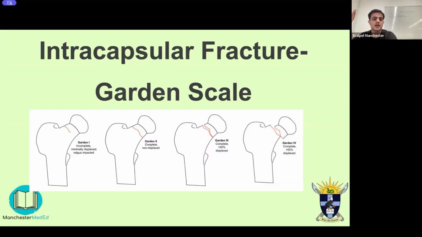The Garden scale will help us determine what line of management is best. Garden 1 or Garden 2 means there's not much displacement. Garden 1 is an incomplete fracture, not much displacement, and Garden 2 is a complete fracture, but still not displaced. Garden 3 and Garden 4 are complete fractures with displacement of the fracture and the bones. Garden 4 is the most displacement, greater than 50%.